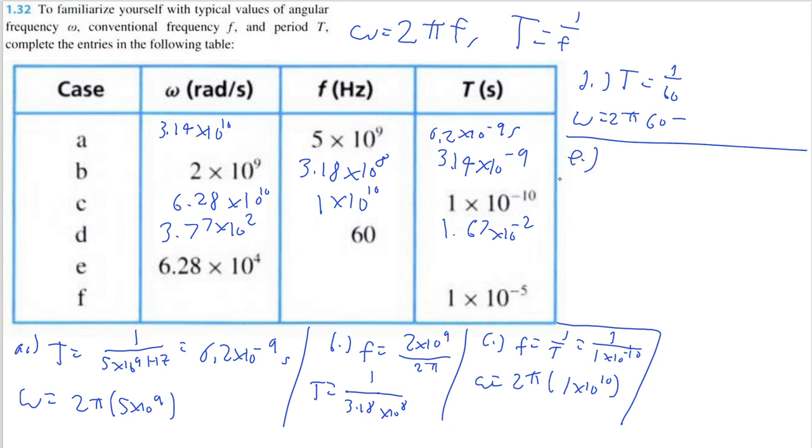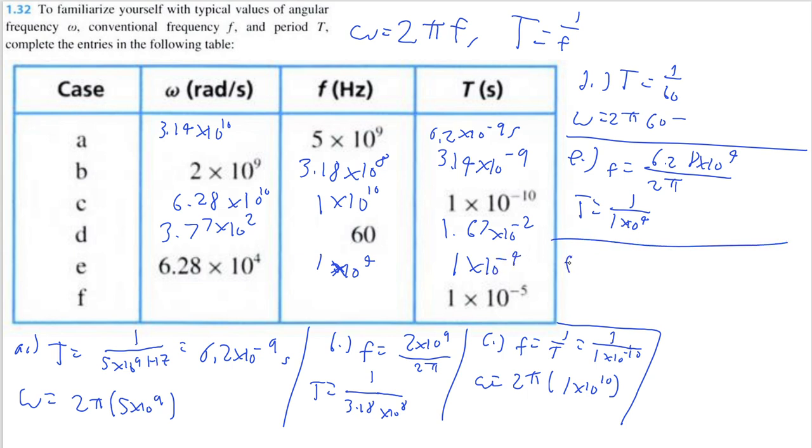Okay, we have case E. Frequency is equal to omega, 6.28 times 10 to the 4, divided by 2 pi. That is equal to 1 times 10 to the power of 4 hertz. And then T would just be 1 divided by 1 times 10 to the power of 4 hertz. And that'll get us 1 times 10 to the negative 4 seconds.